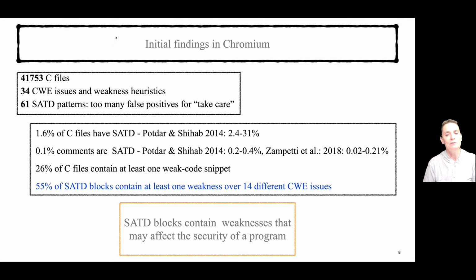But the most important thing we want to say is that 55% of the SAT blocks do contain at least one weakness. We found 14 different weaknesses in the SAT blocks, and some of the SAT blocks contain more than one weakness. So at the end, SAT blocks do contain weaknesses that may affect the security of the program. This is a message to the developers, and it concludes our presentation.